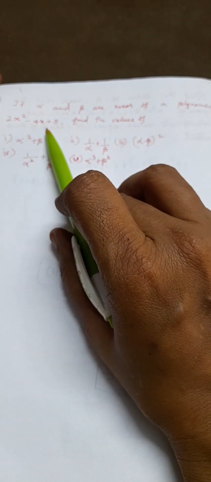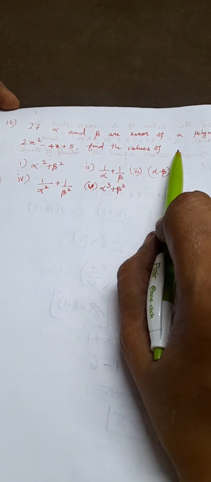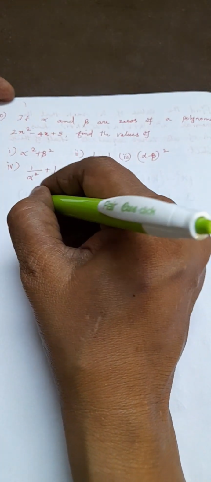The next problem is the 10th problem, the last problem. If alpha and beta are the zeros of the polynomial 2x square minus 4x plus 5, then we have to find the values of these expressions, right? We'll find out. First we take this polynomial. So what is the polynomial? 2x square minus 4x plus 5, right? This is the polynomial they have given.